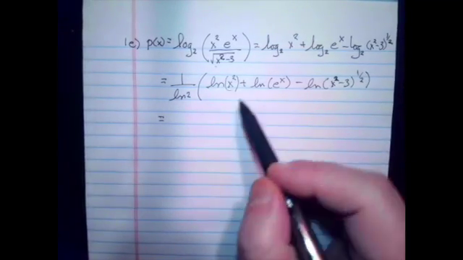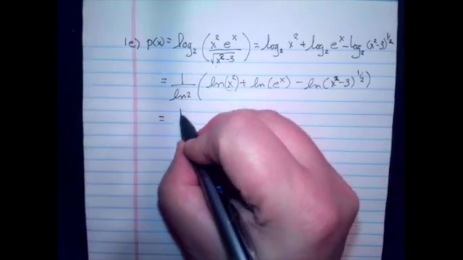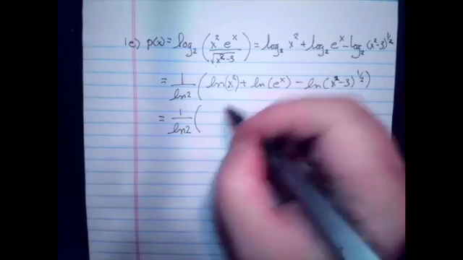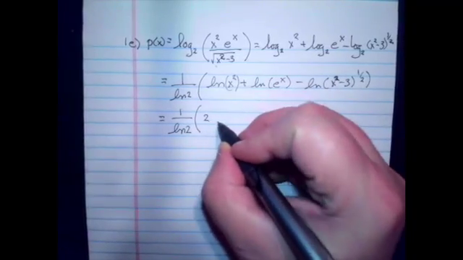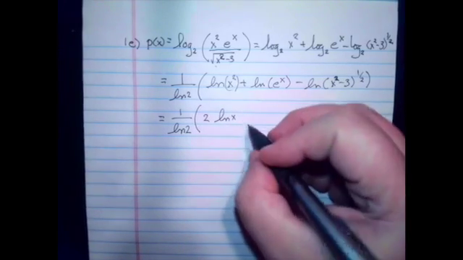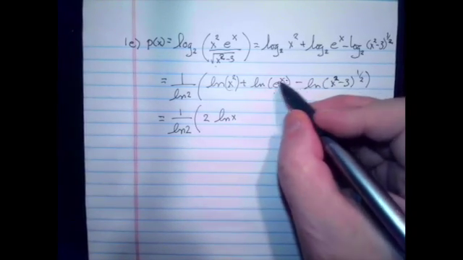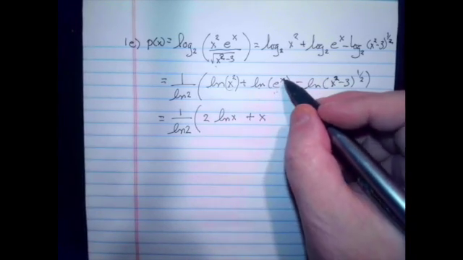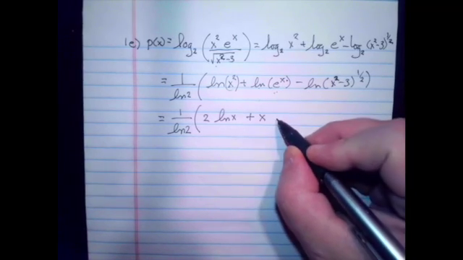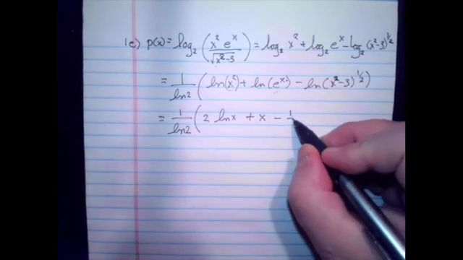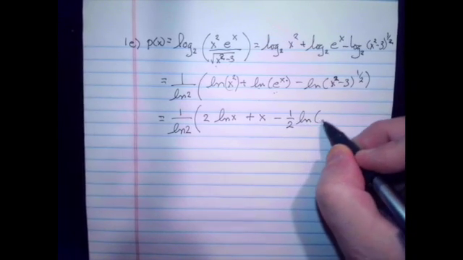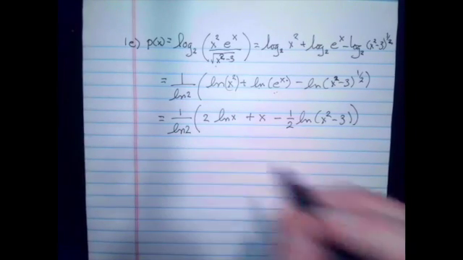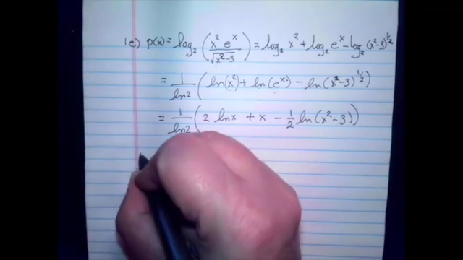And I'm further going to simplify these. The natural log of x squared can be rewritten as 2 times the natural log of x. The natural log of e to the x, that simplifies. That's just x. Remember, the natural log of e to the a is the same thing as a. And then here this power can come out to the front, and we'll have 1/2 the natural log of x squared minus 3. So we have not differentiated yet. That's what we're going to do next.